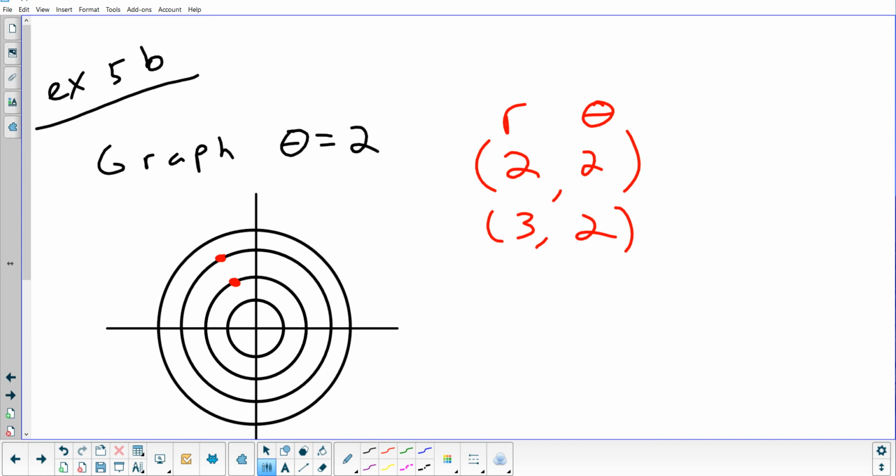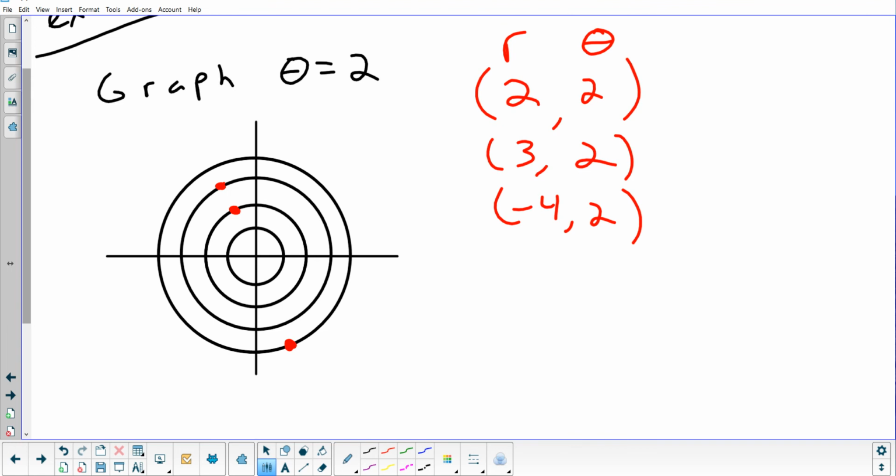I'm not getting a circle. What's another point? Yeah? -4, 2. So left 4, and then go a little bit more than 90 degrees. Maybe that's not perfect, but close enough. Does anyone see what kind of shape we're going to get here? Yep. We're going to get a straight line. We're getting a straight line through the origin. I'll try to fix it. Close enough.